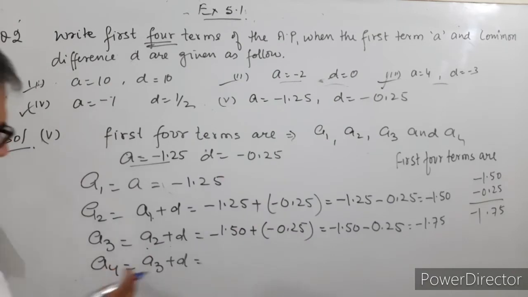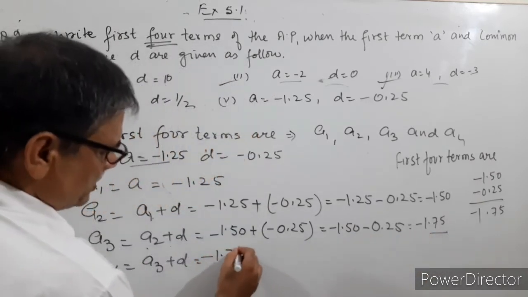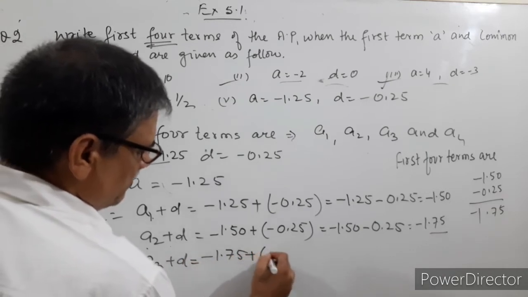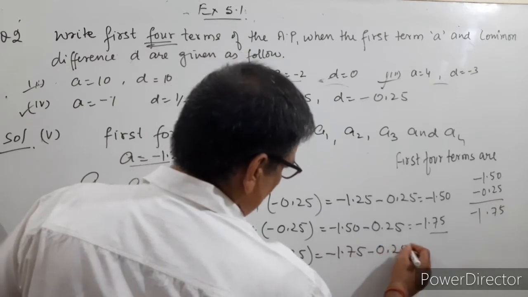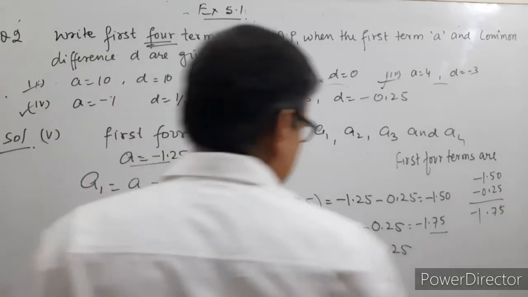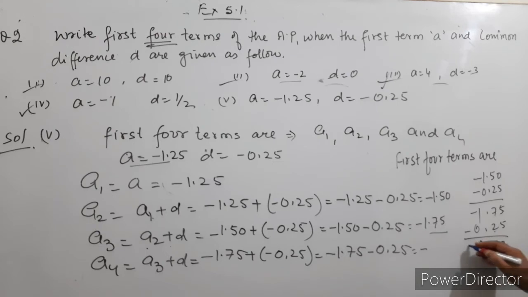And now what we have to find out? A4. A4 is equal to A3 plus D. What is A3? This is your A3 here. Minus 1.75 plus D, minus 0.25. Here is minus 1.75 minus 0.25. Minus minus plus. We have to add minus 1.75 minus 0.25. Here is 5, here is 0, here is 2. Minus 2.00.